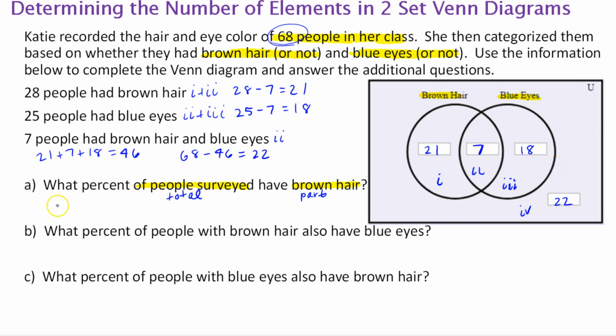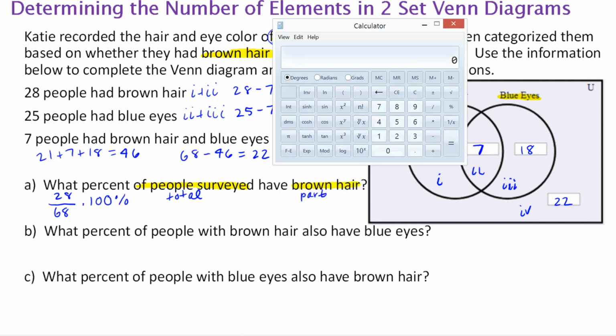The total number of people was 68. So that's our denominator, and our part, brown hair, are these 2 pieces, or 28. So 28 out of 68 have brown hair, and to write that as a percent, we'll multiply by 100%. 28 divided by 68 times 100. And to 2 decimal places, that would be 41.18%.